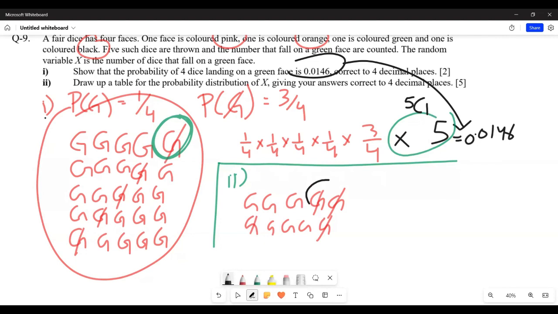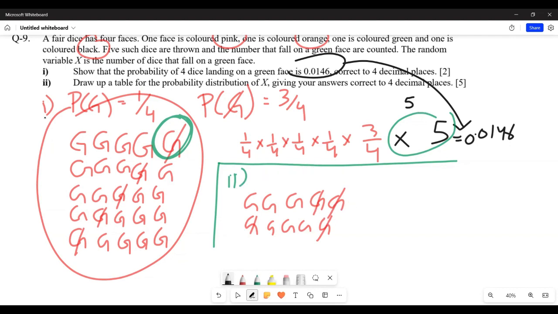When we're talking about two non-green outcomes, these two non-green outcomes also have 5 available spaces they could be arranged on. So that would be 5C2. We'll find this probability and multiply it with 5C2. Similarly, if there are 3 non-greens, we do 5C3, then 5C4 for 4 non-greens and 5C5 for all non-greens.